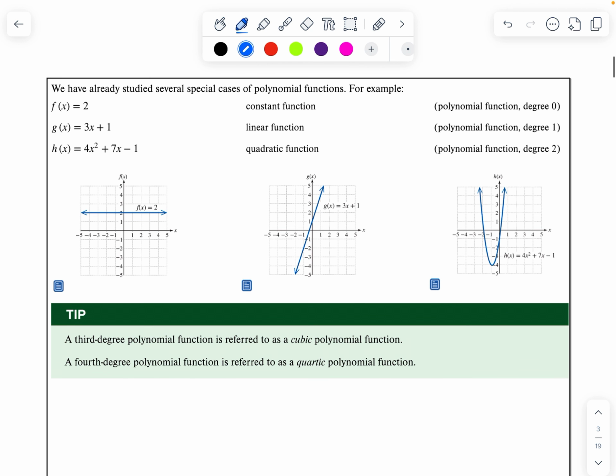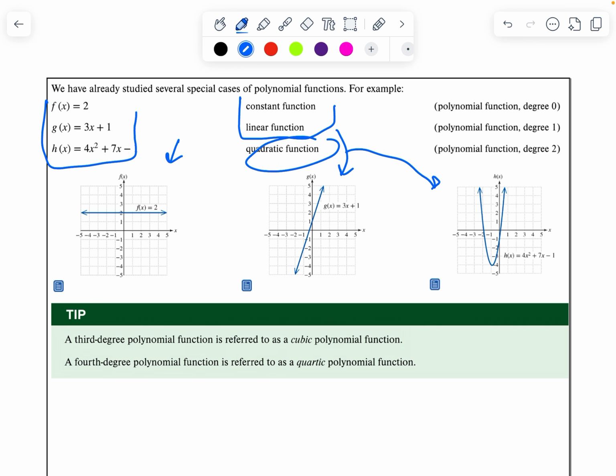So ones that we've already talked about are linear equations, right? Here are some examples of linear equations, and here's what a linear equation looks like graphed. Here are some more linear equations, and here's what they look like graphed. We've talked about quadratic equations. Here's what quadratic equations look like graphed. Notice that all those are also smooth, and they're also continuous.